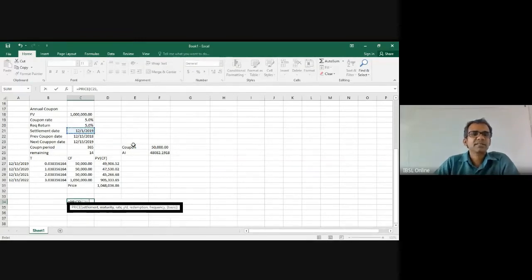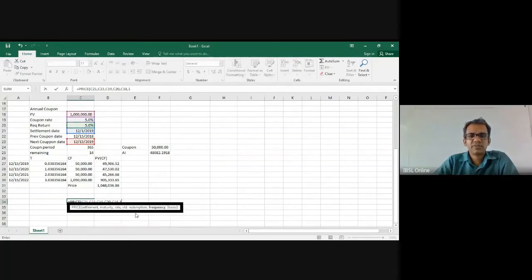Then the next is the maturity date. So I have now put the maturity date. I select this one. Then the rate. Rate is the coupon rate. Next one is the yield, that is the required rate of return. Redemption, that is the face value.